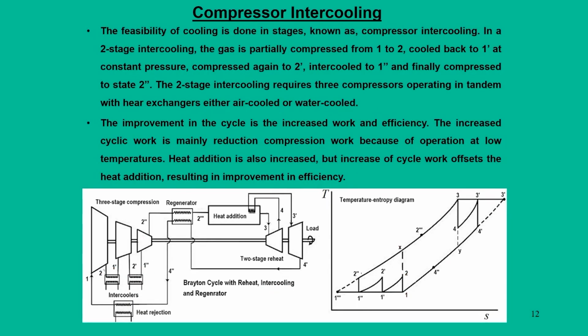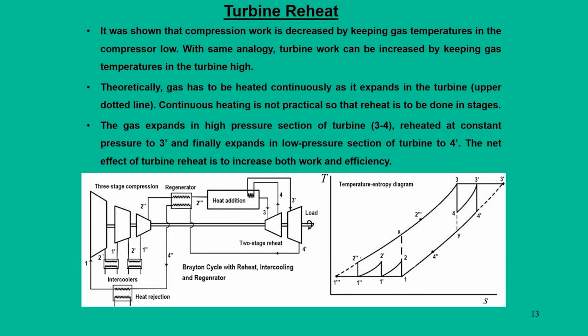So, what we achieve is an improvement in the cycle efficiency, an increase in work and efficiency. The increased cyclic work is mainly the reduction of the compression work, because the operation is done at lower temperatures. Of course heat addition is increased, but this increase in the cycle work offsets the heat addition, and that results in the improvement in the efficiency. So, this is the summary of what we expect after compression intercooling.